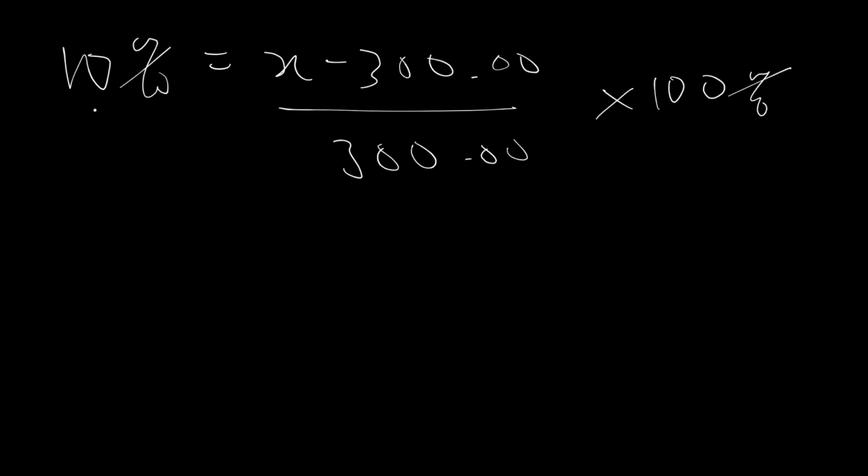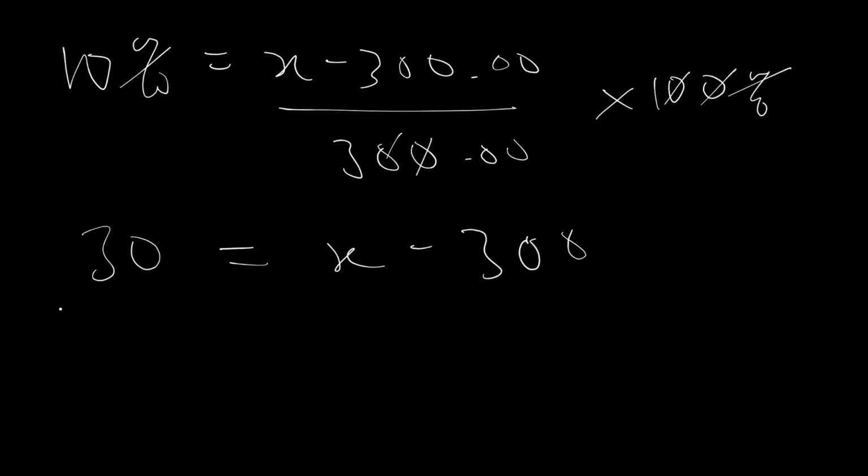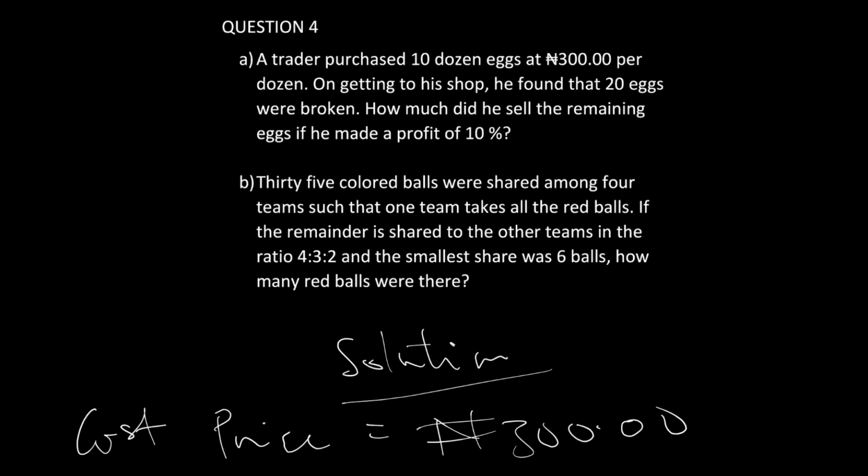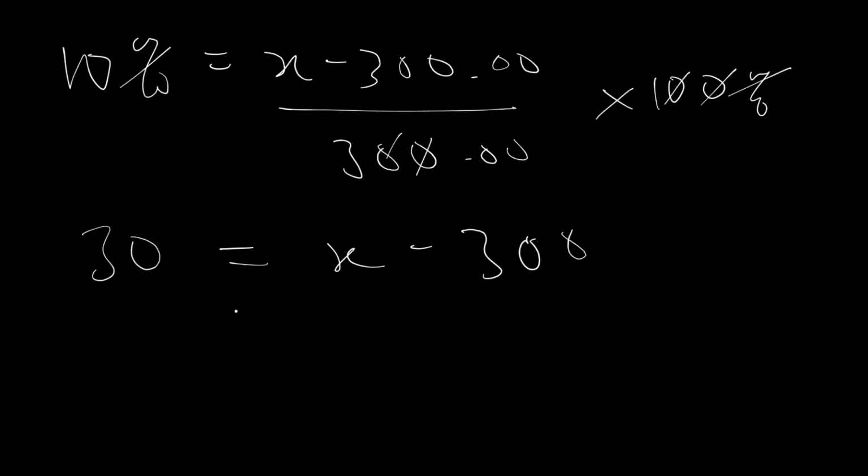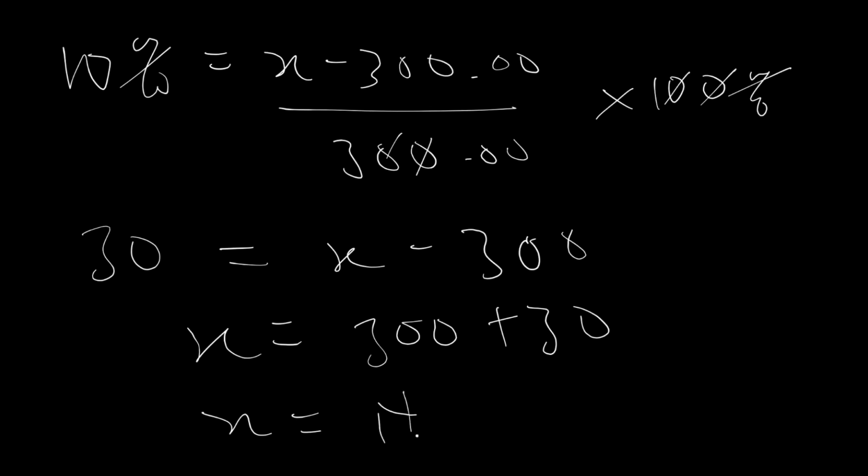Percentage cancels percentage. This cancels this. So we have 30 is equal to X minus 300. So then making X the subject, we have X equal to 300 plus 30. So X will be equal to 330 naira.